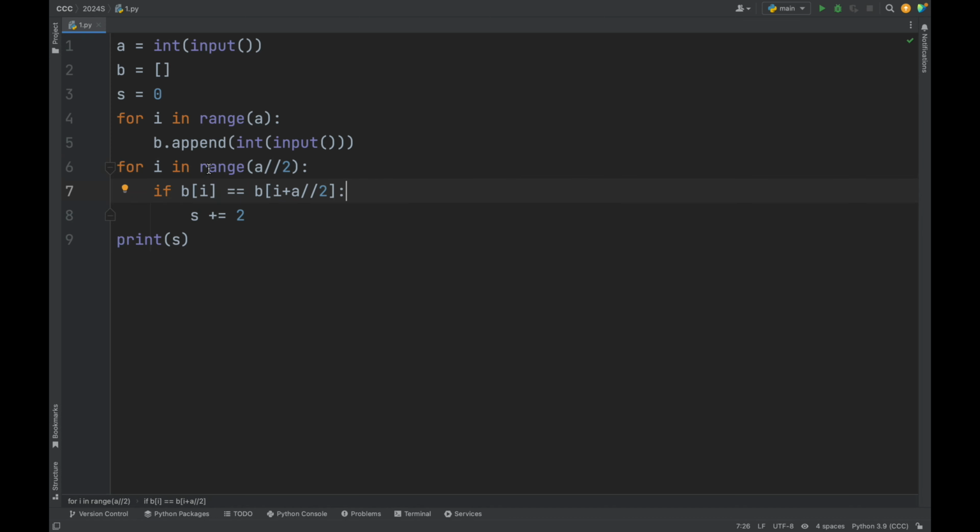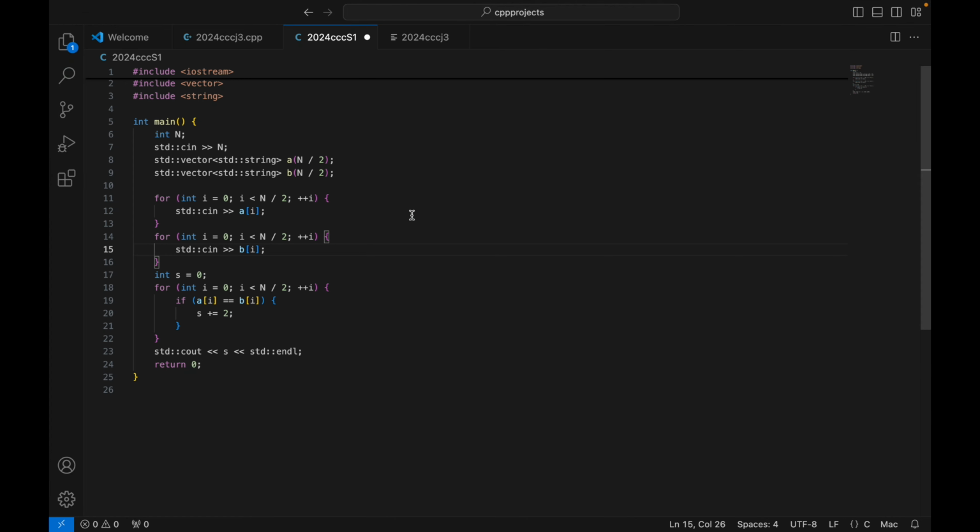And this loop checks if the person is looking at someone directly across the table with the same number hat as them. And if yes, we add 2 to the sum. And at the end, we print the sum. This is a C++ version of the code.